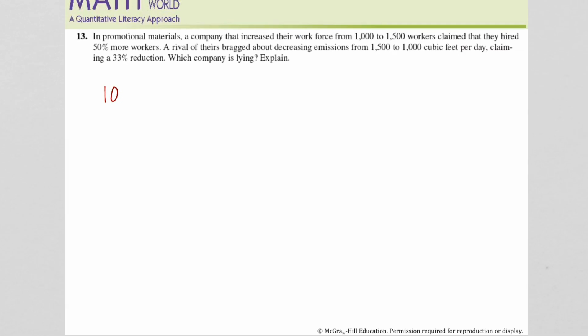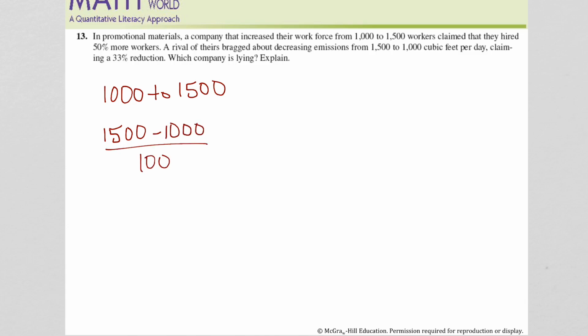So, if we go with 1,000 to 1,500, the percent change would be the new minus the original over the original. That's 500 over 1,000, or 0.5, which is 50%. So the first company is telling the truth.